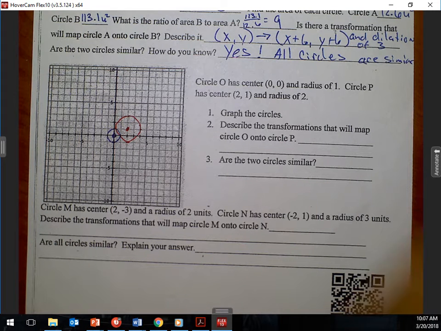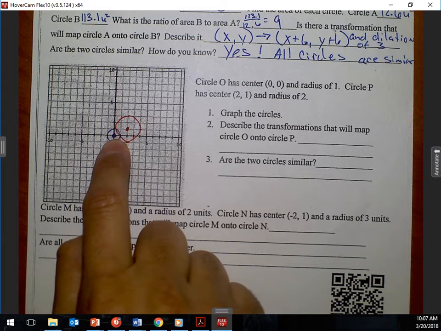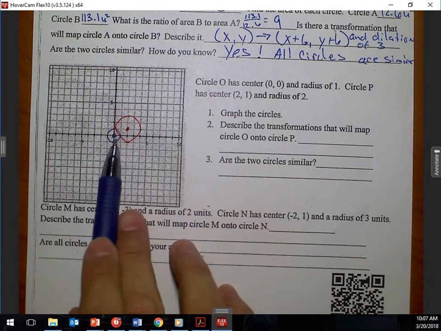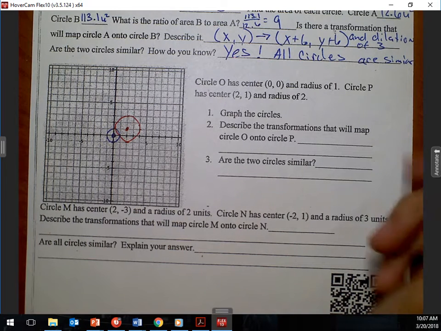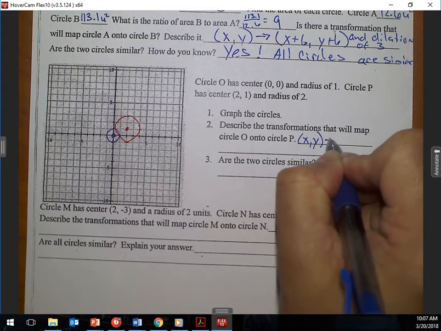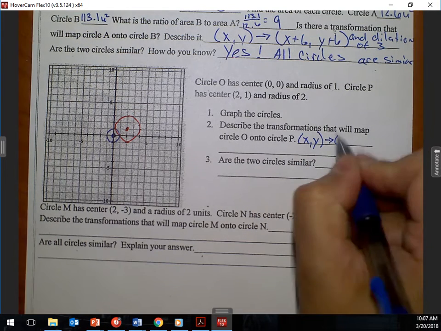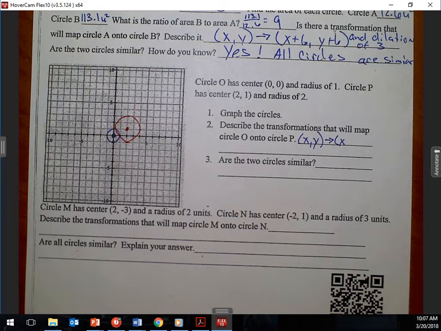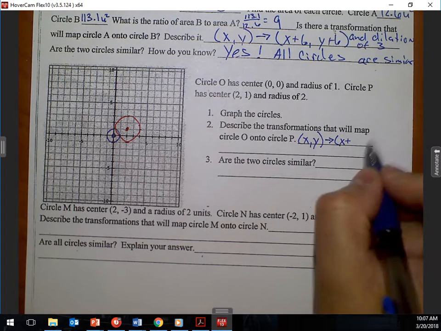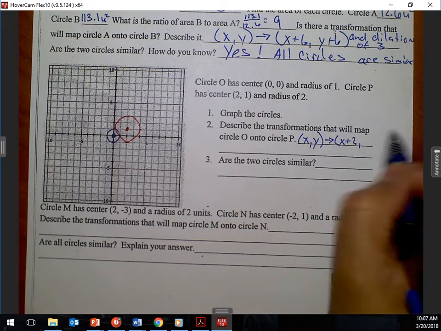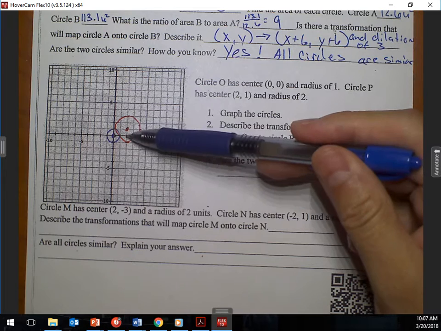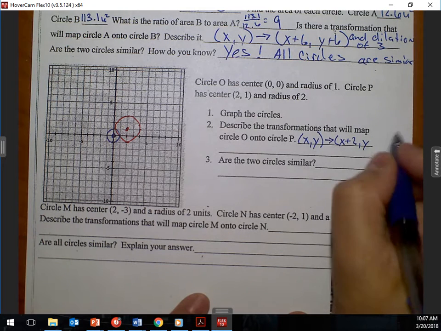If I'm putting O onto P, yes, this is a translation. Very good. Now, I'm moving in which direction? To the right. So X, Y is translating to X. We're moving to the right, so is that going to be plus or minus? Plus. How much to the right? 2. And then the Y value: Y plus 2? Is that going up or down? Up. How much is it going up? 1. So it's Y plus 1.